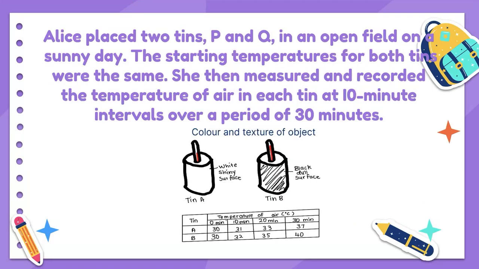Let's take a look at a question. Alice placed two tins, P and Q, in an open field on a sunny day. The starting temperatures for both the tins were the same. She then measured and recorded the temperature of air in each tin at 10-minute intervals over a period of 30 minutes. Take a look at the diagram below. Pause the video and try to answer the question.